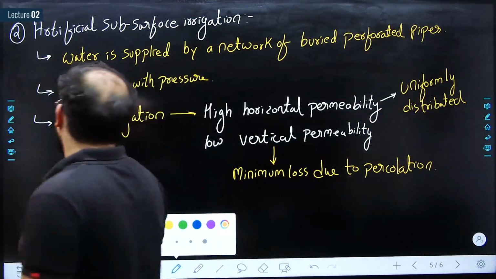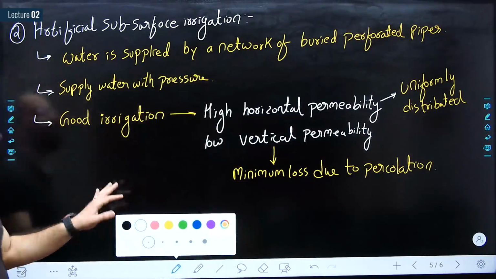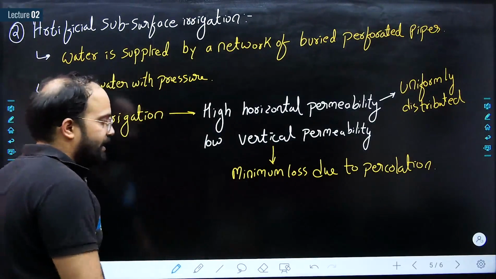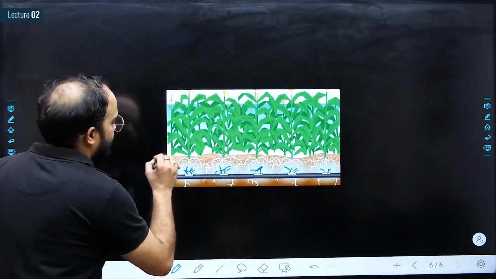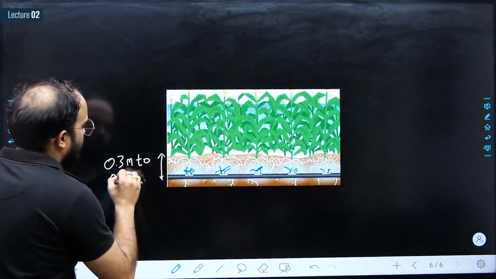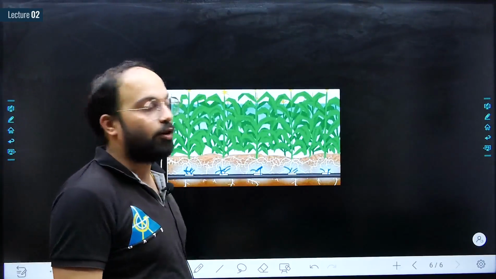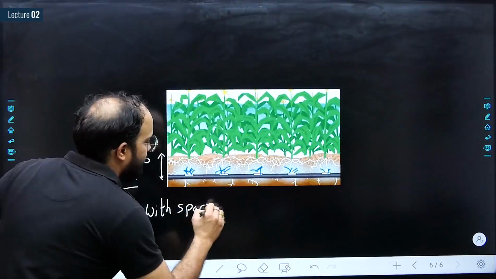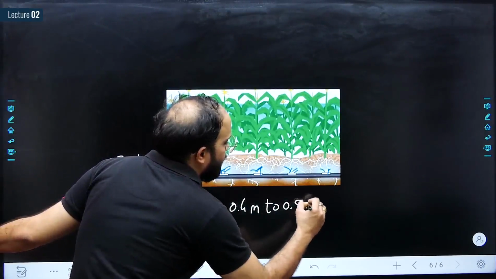So the pipes are buried at a depth. If you want to write these things, you can pause the video and write them. The depth should be 0.3 meter to 0.4 meter, with a spacing of 0.4 meter to 0.5 meter.